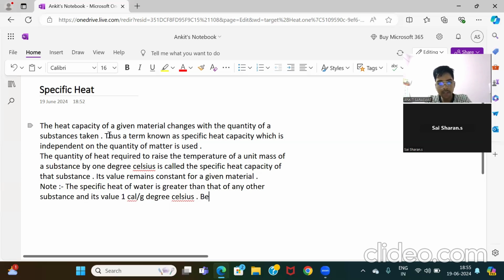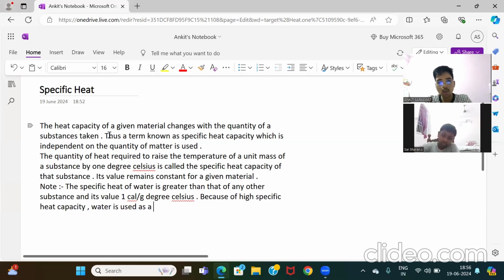Because of high specific heat capacity, water is used as a coolant in many applications. Clear?